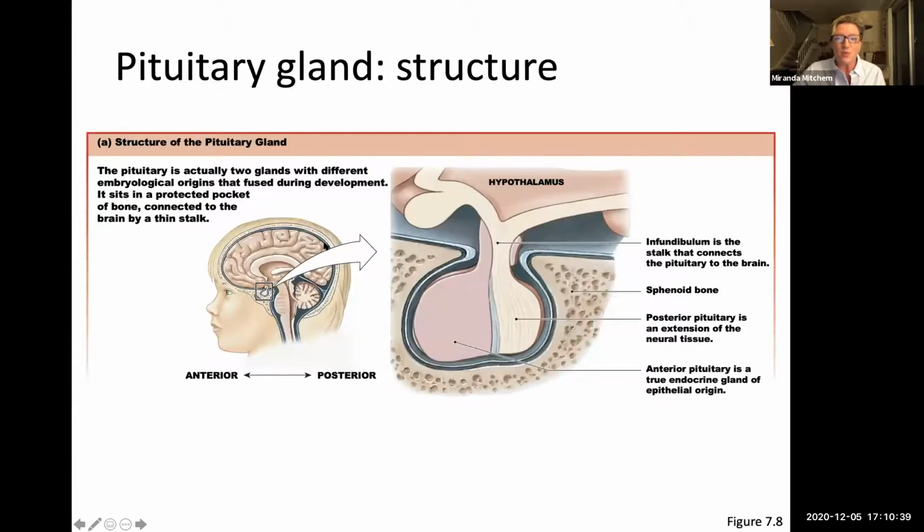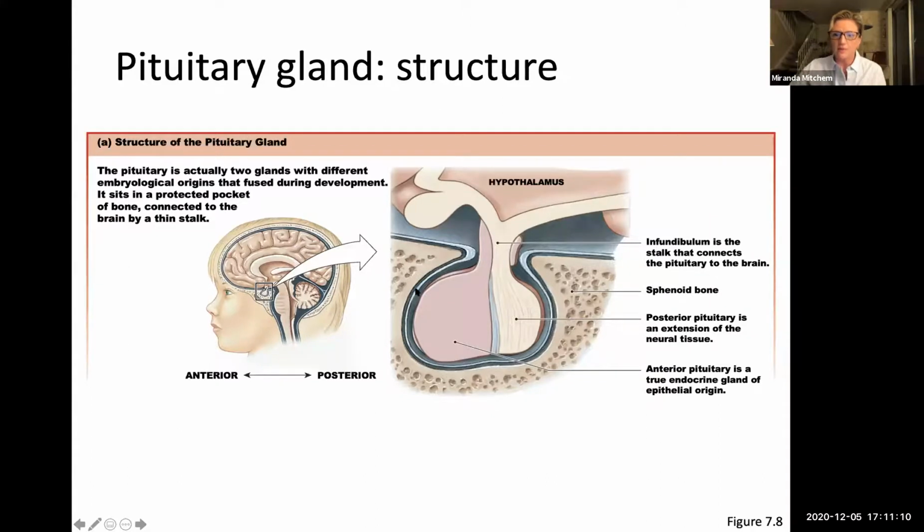Okay, so this is looking at the structure of the pituitary gland. So it's right here. It's actually 2 glands that are made out of completely different material. So we've got different embryonic tissue even that's associated with these different regions of the pituitary gland. And it's protected by the bone of the skull. So anterior would be towards the front, posterior would be towards the back.